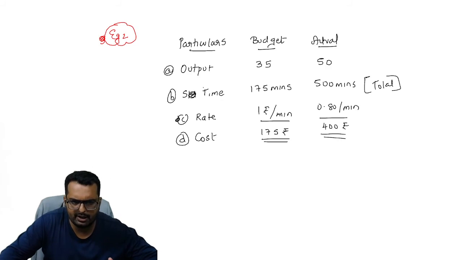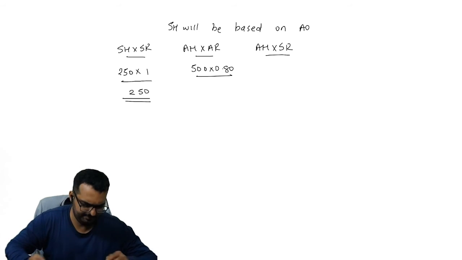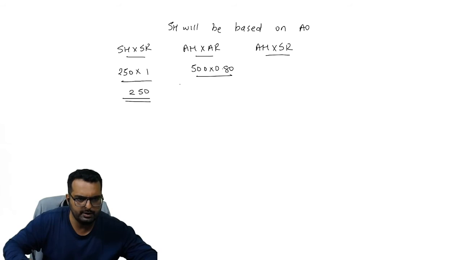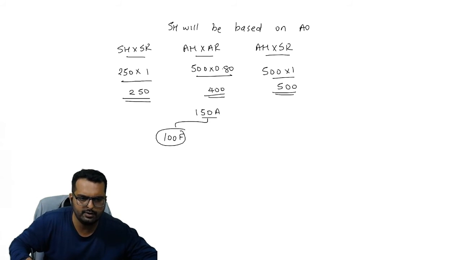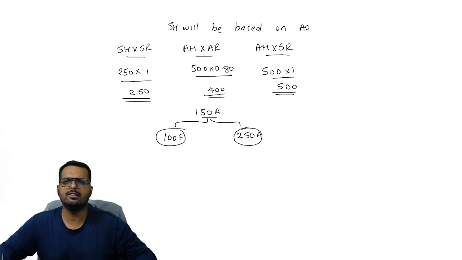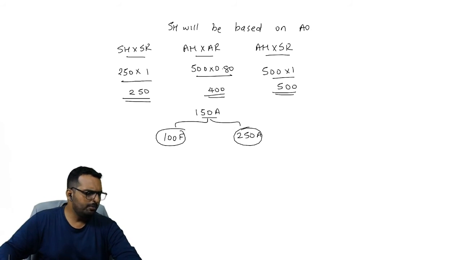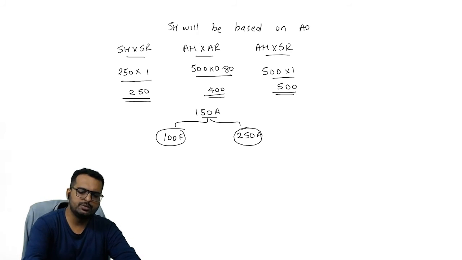But in actual, how much time has it taken? 500 into 0.8, that would turn out to be 400. The last one would be 500 into 1, that is 500. So you will get 150 adverse, then you will get 100 favorable, and the last one would be 250 adverse. Wonderful, friends. Most of you got the answer on your own. Good job. I'll give you a minute more, then we will go to the next one, RAH.